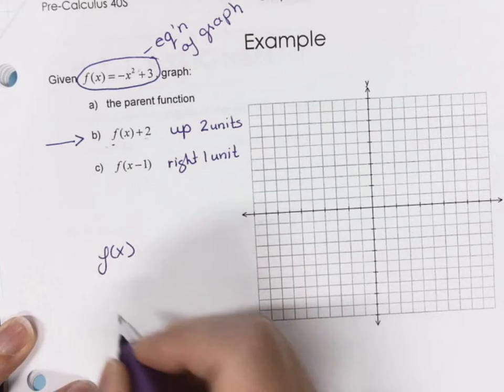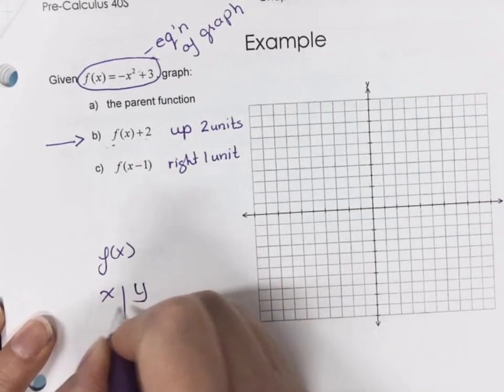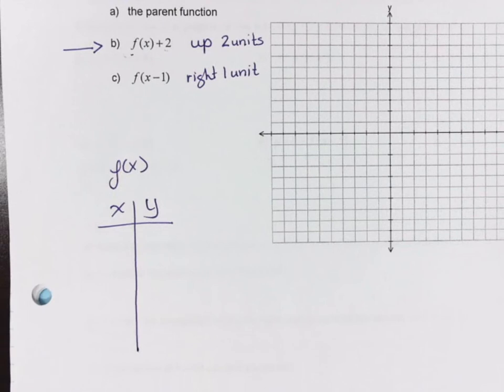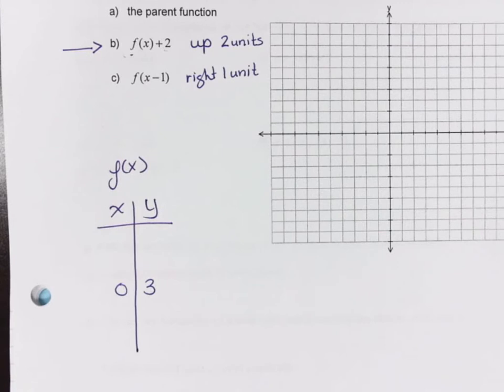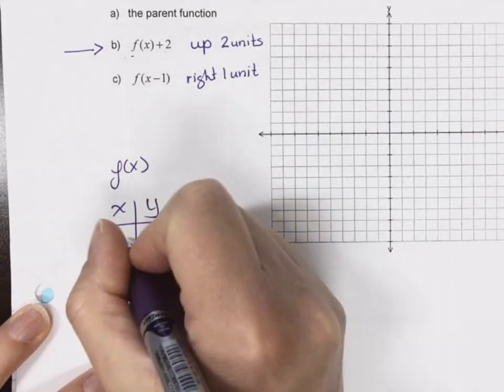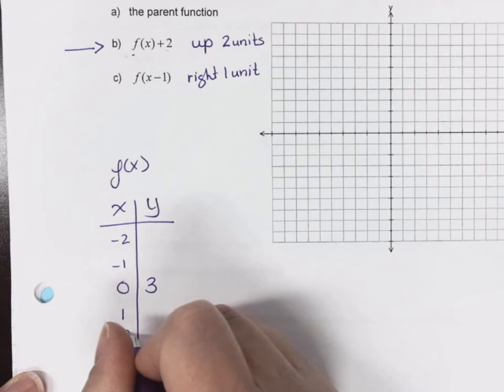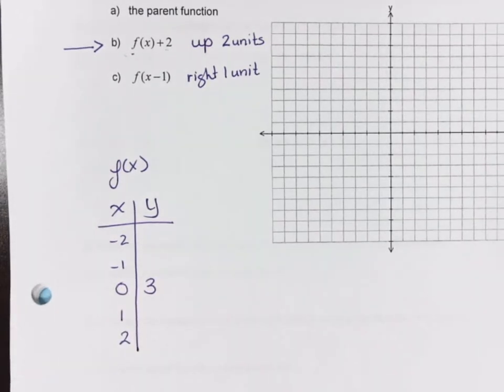So my parent graph here, I always throw the vertex in the middle. And then I'm going to pick points to the left and to the right. So to the left of 0, -1, -2. To the right, 1, 2. You can never go wrong with a table of values. I think I want to stress that more and more in this class. We're going to be doing so much graphing. There's going to be quick ways to do it. But if you lose those quick ways, always go back to your fundamentals of a table of values.